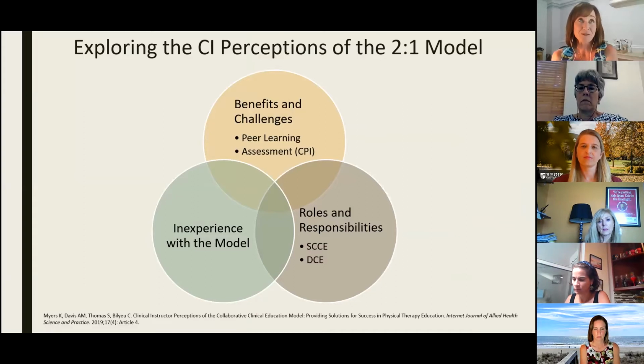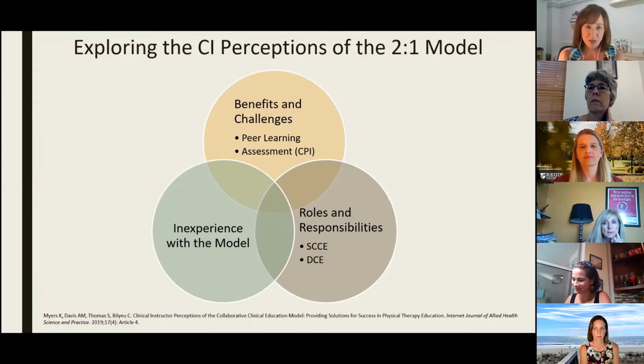The most interesting to me, I think, was that inexperience alone is a barrier to the model. So if we can find ways to overcome the "I haven't done this, I'm afraid of this," CIs are more willing to try it. And then once they try it, we know both from our personal experience with this study and other literature, once they've tried it, they're hooked, so to speak.